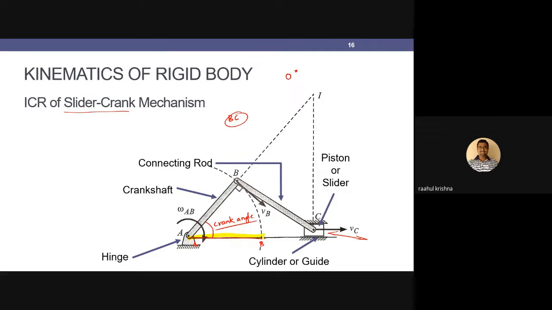A is here, B is here. So where will C be? C will be somewhere here, in this region, or C will be in this region? Which region? 1 or 2?